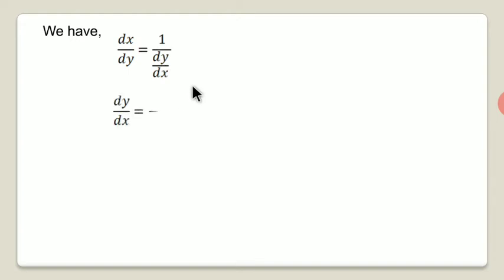Again, we have dx upon dy is equal to 1 upon dy by dx. Here dy by dx is non-zero obviously. So dy by dx is equal to minus 1 upon square root 1 minus x square. In this way, we get the derivative for cos inverse of x as minus 1 upon square root 1 minus x square.